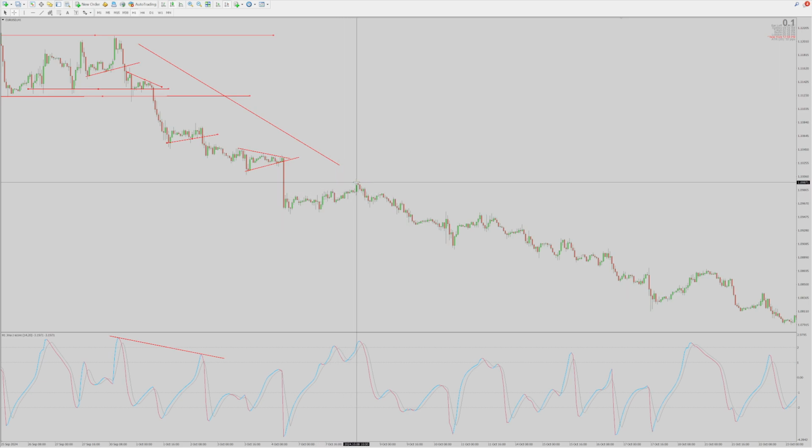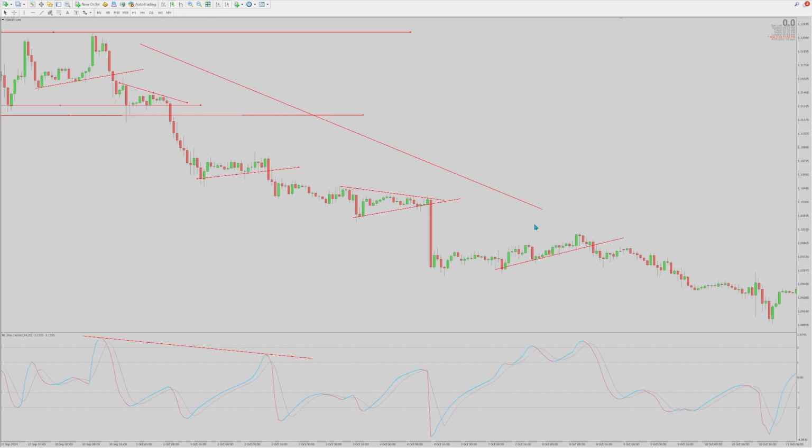You want to wait for a pullback. Proper one up here. Okay, and then you could have taken that cross. That's the aggressive entry. Perhaps what I would have done is I would have been looking at this level of support. Just zoom in for you there.